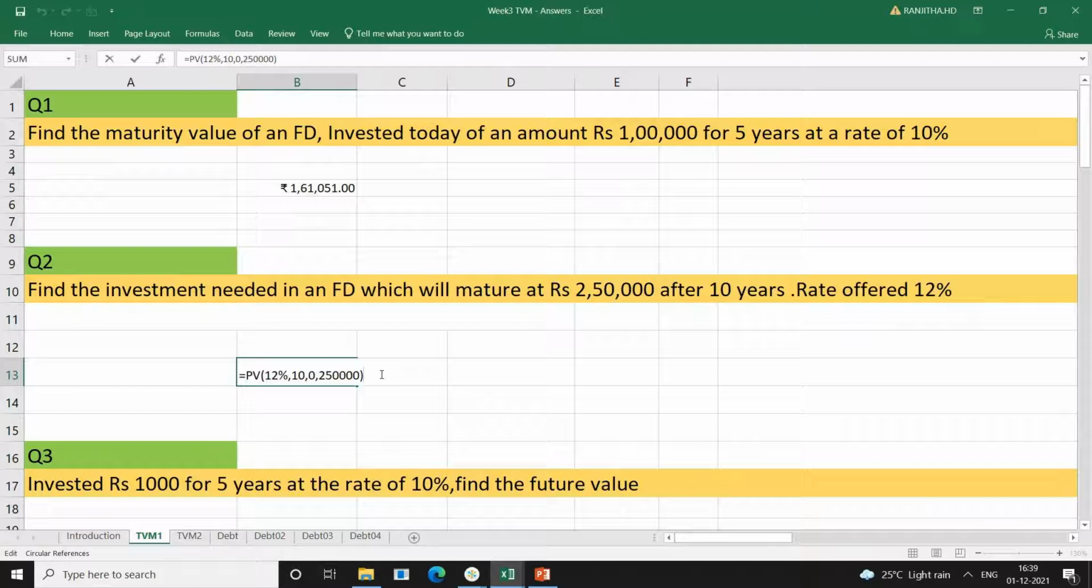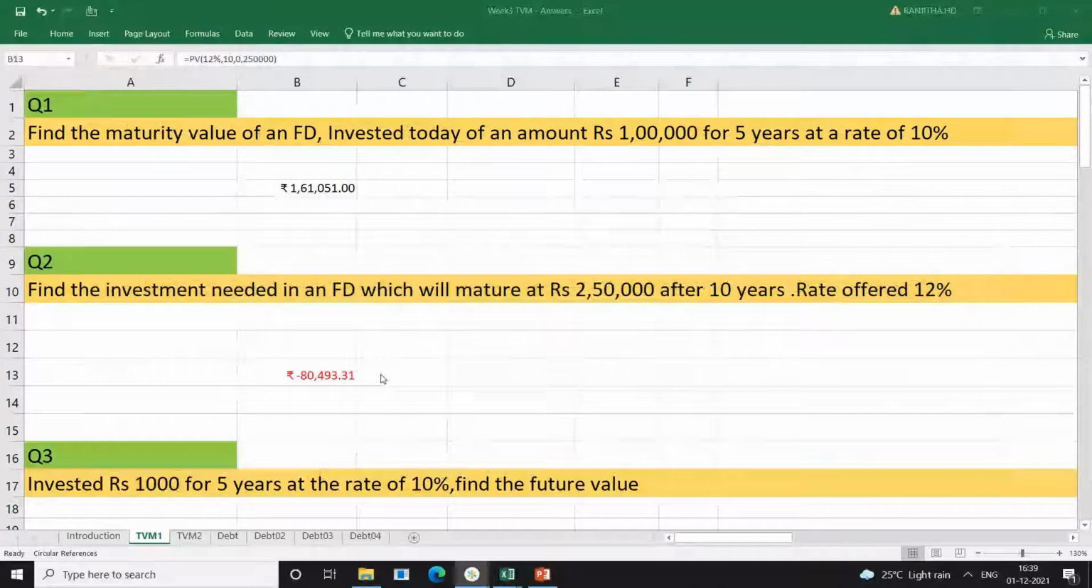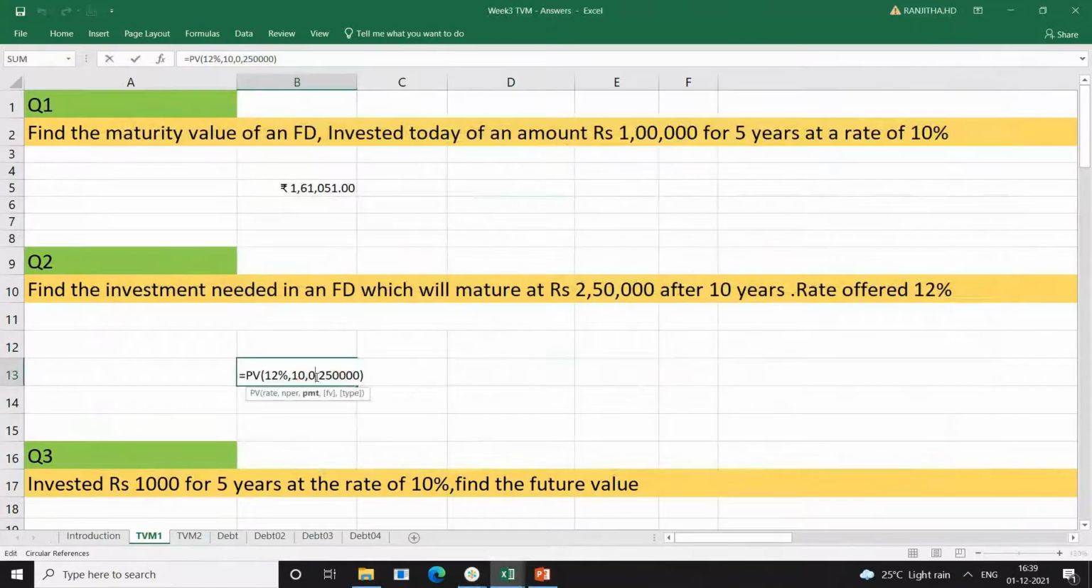Everyone got the same answer in the second one as well? Sir, can you please repeat it? The second one. If you want to find out the investment needed for the FD, you are going to take the present value.